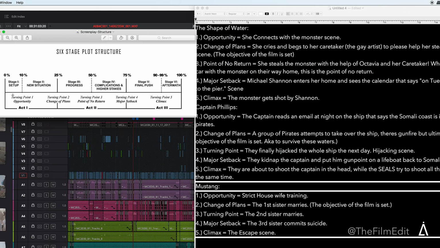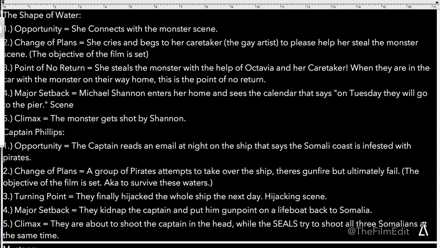So what we're looking at is what are the 5 scenes that act as turning points in the film. And before we start editing a feature film, we have to identify those 5 scenes so that we can edit towards the buildup of each act. So let's look at turning point number 1, the opportunity.